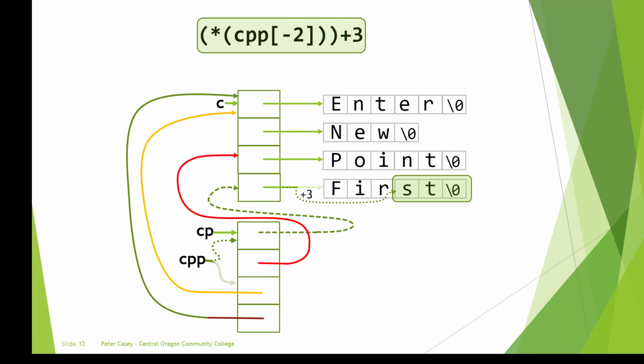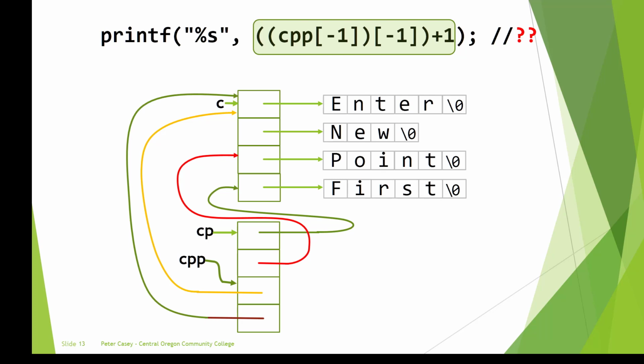So there's the CPP -2 following the dotted line. Then the green dotted line up to array C takes me to the last element in array C. And then that's a pointer. And if I use that pointer with an offset of +3, it gets me to the S. And I print that, and it prints ST, of course, with the null character. All right, let's take a look at the next one.